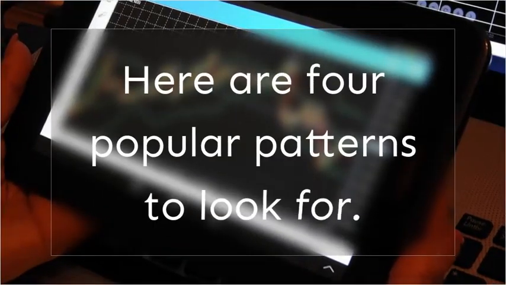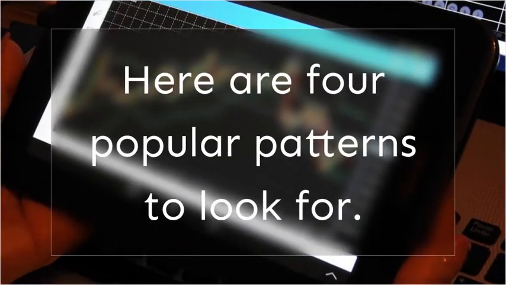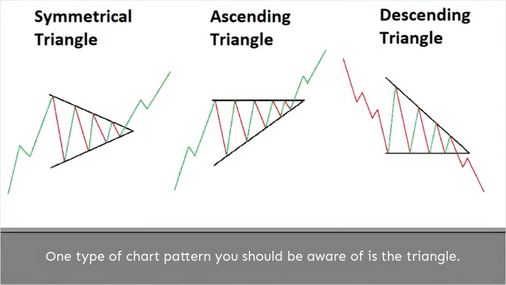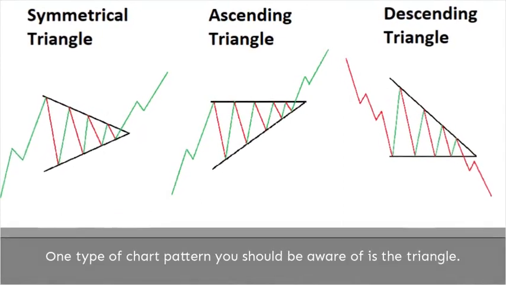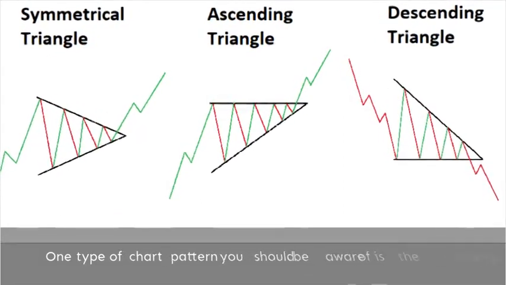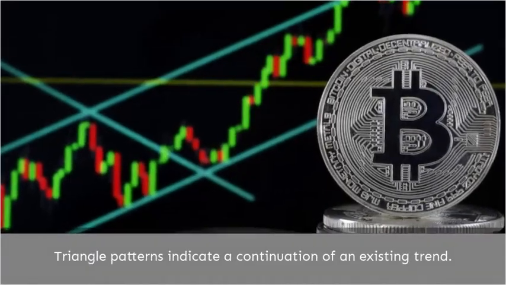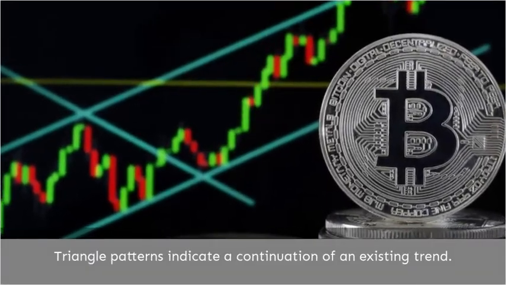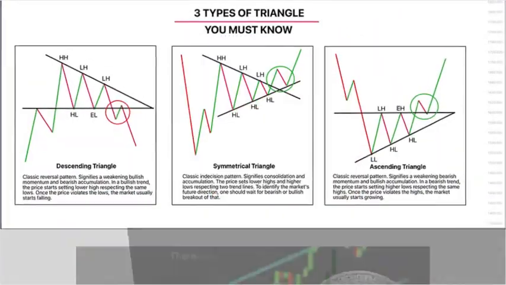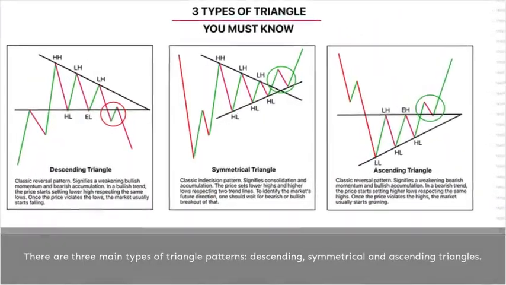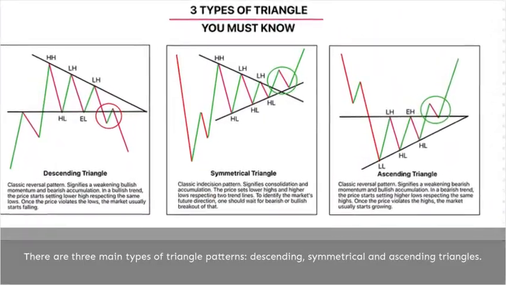Here are 4 popular patterns to look for. One type of chart pattern you should be aware of is the triangle. Triangle patterns indicate a continuation of an existing trend. There are 3 main types of triangle patterns: descending, symmetrical and ascending triangles.